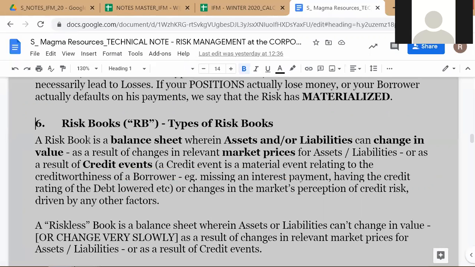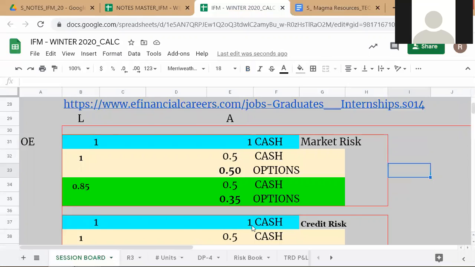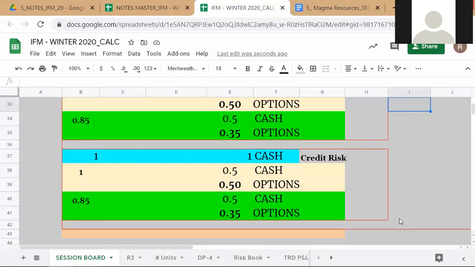So a risk book is a balance sheet whose assets and or liabilities can change in value as a result of changes in the market prices for assets and liabilities, or as a result of credit events. Credit events we already defined. We looked at an example of a risk book with market risk, and now we'll look at an example of a risk book with credit risk. So let's say you have a bank.